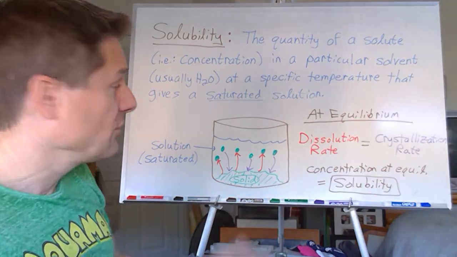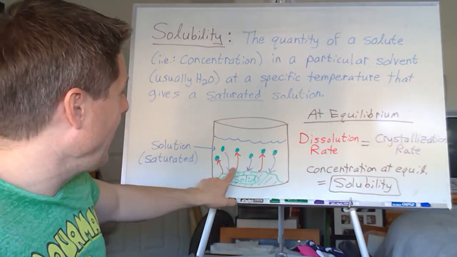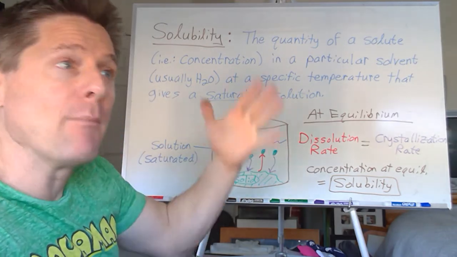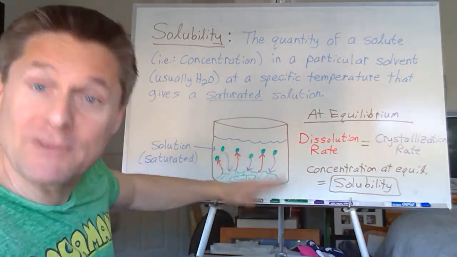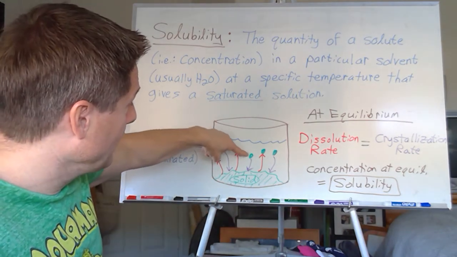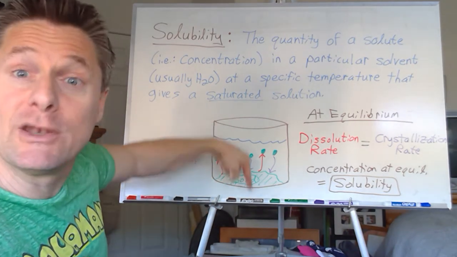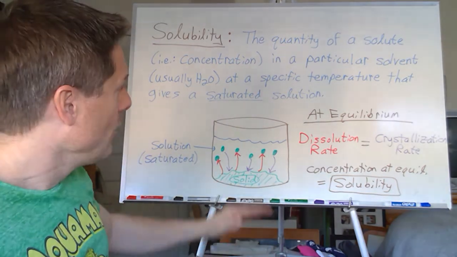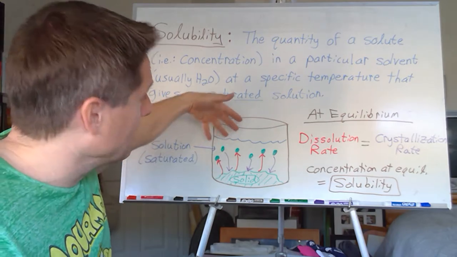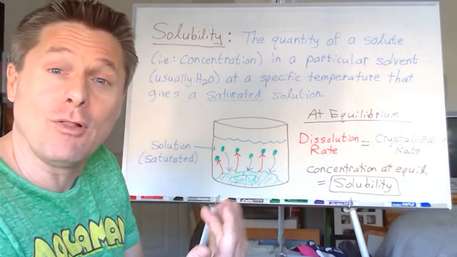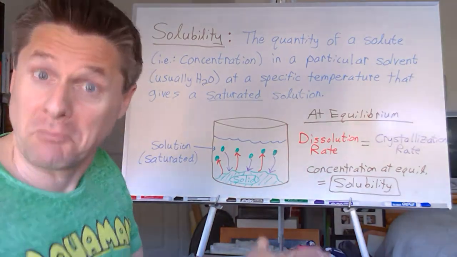Yeah. So you've got two opposing processes. You've got the dissolving rate, those are the red arrows. Call that the dissolution rate: how many particles are leaving per second from the solid into the solution. But then you've got particles in the purple here that are leaving solution and going back into the solid. So you've got two opposing processes. As you dissolve more and more solid, the likelihood of more particles going back into the solid increases until those rates equal each other.